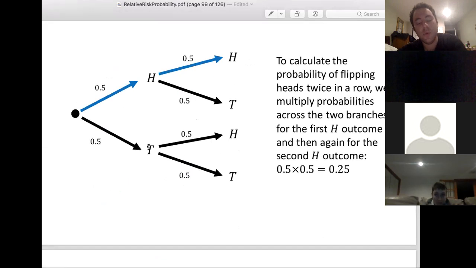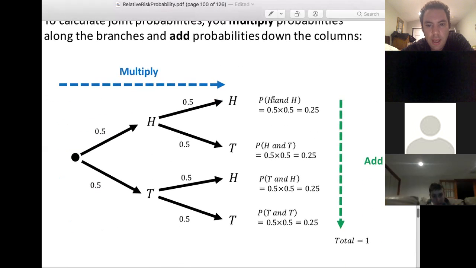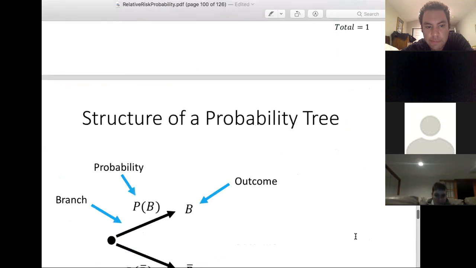So here we can do another coin flip after that and see what the probabilities are of us getting a heads and then a tails, or tails and then a heads. And in order to do that, we would just multiply across the branches. So probability of getting a heads 2 times in a row would be 0.5 times 0.5, which is 0.25. So you have a 25% chance of getting 2 heads if you flip the coin twice. And because you have a 25% chance of each of these 4 outcomes, if you add them all up, they'll equal 1.